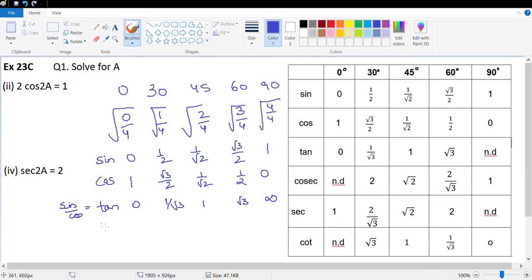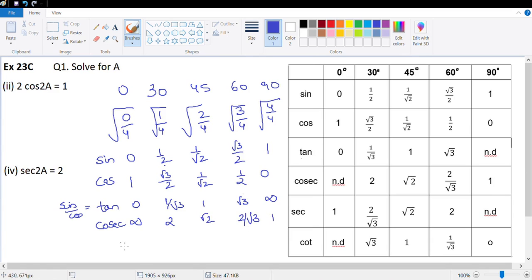Now let's look at the reciprocal relations. The reciprocal of sine is cosec, so you take the reciprocal of this. So this is infinite or not defined. This 30 degree will be 2, this would be root 2, 60 degree would be 2 upon root 3, and cosec 90 would be 1.